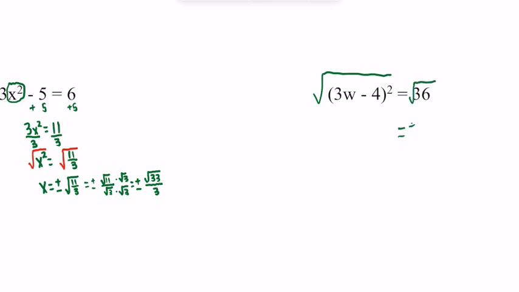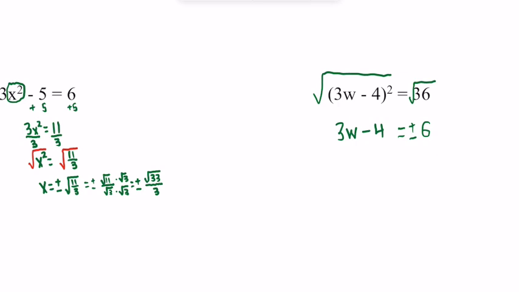Let's go ahead before we forget and put the plus or minus in front of the number on the right side. Now on the left side, the square and square root undo each other and we're just left with 3w minus 4. On the right side, we have plus or minus 6. Now at this point, you would want to try to isolate the w, get the w by itself.